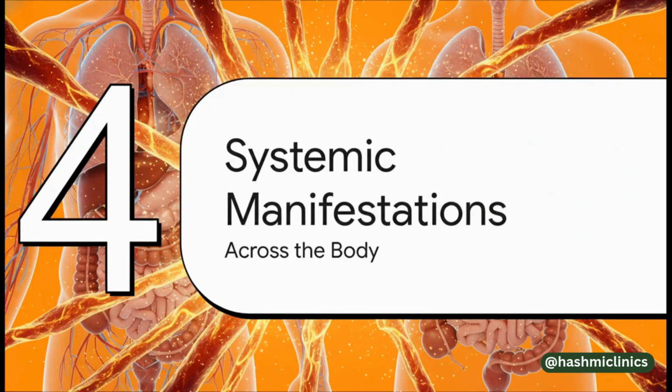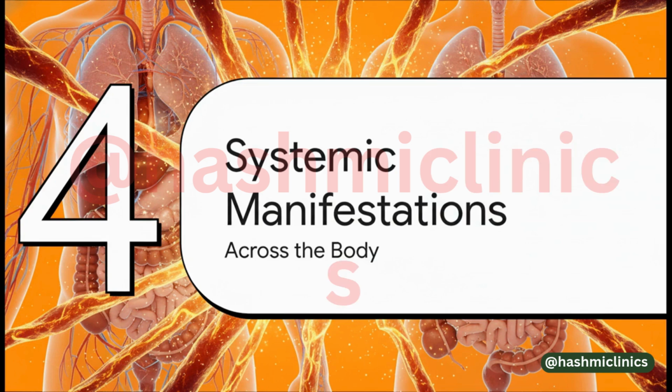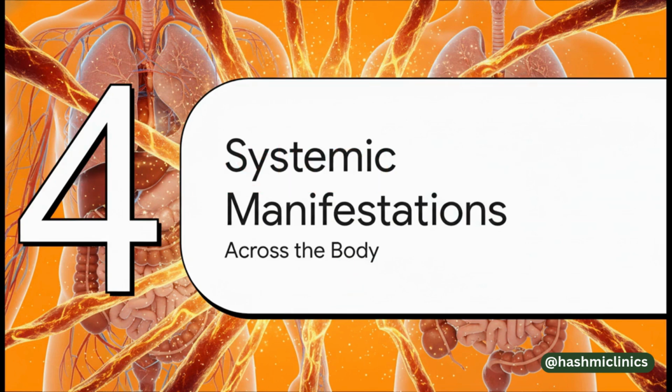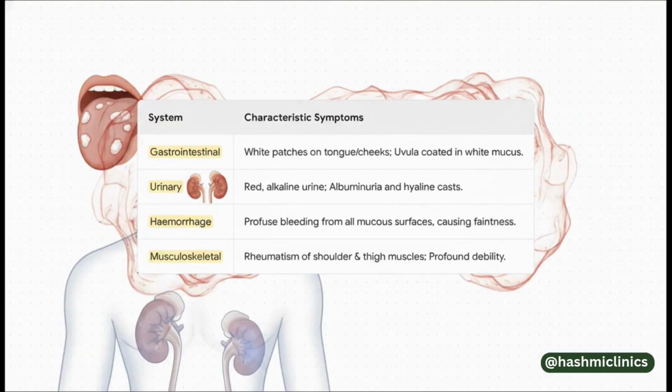All right, let's widen our lens a little bit. We've seen the throat, but how does this caustic action show up in other parts of the body? Because the core problem, that irritation, stays the same, even if the symptoms look a little different depending on where they are. This table really lays it out nicely. You can see how that core pathology just ripples through the whole system.